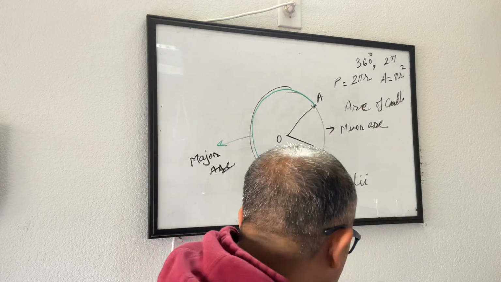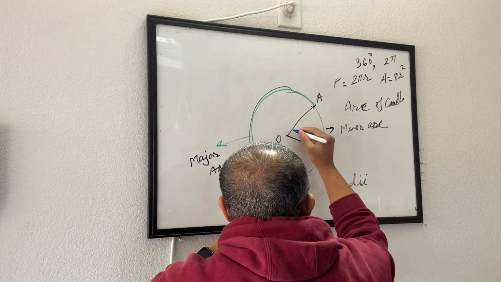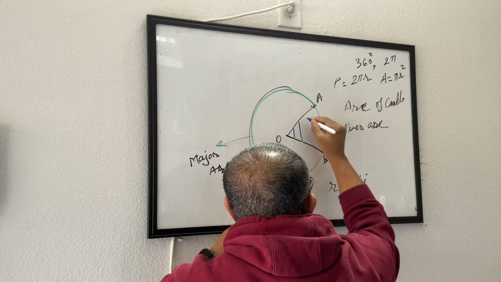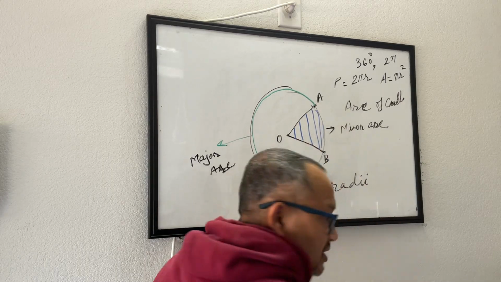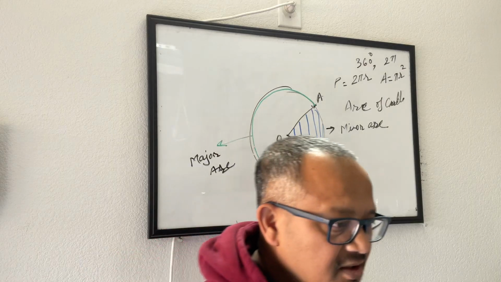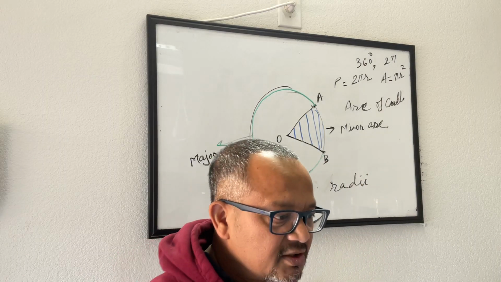How about this colored portion? I have used black and green markers. Let me use a blue one. Any idea what this one is called? The shaded portion, the blue one.